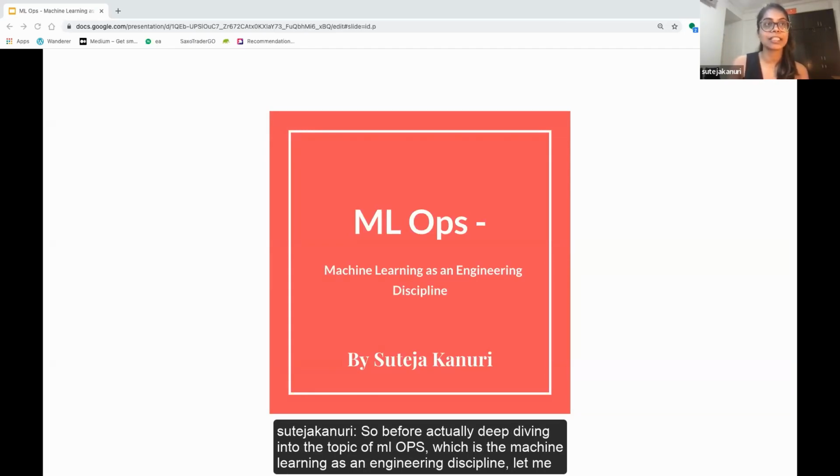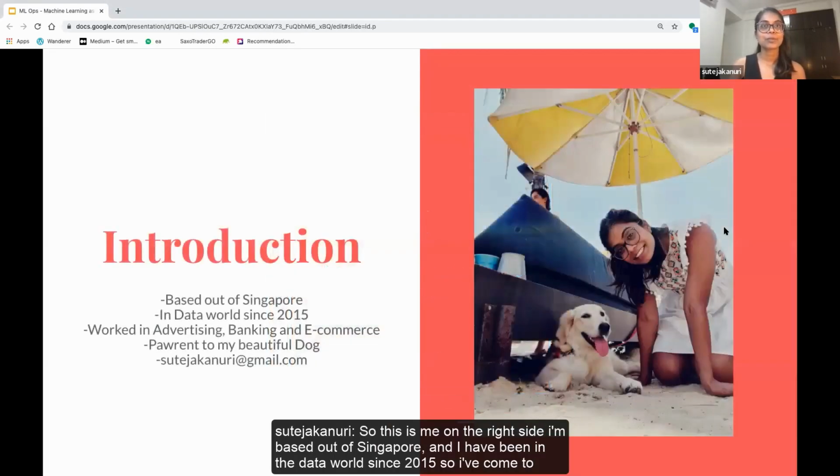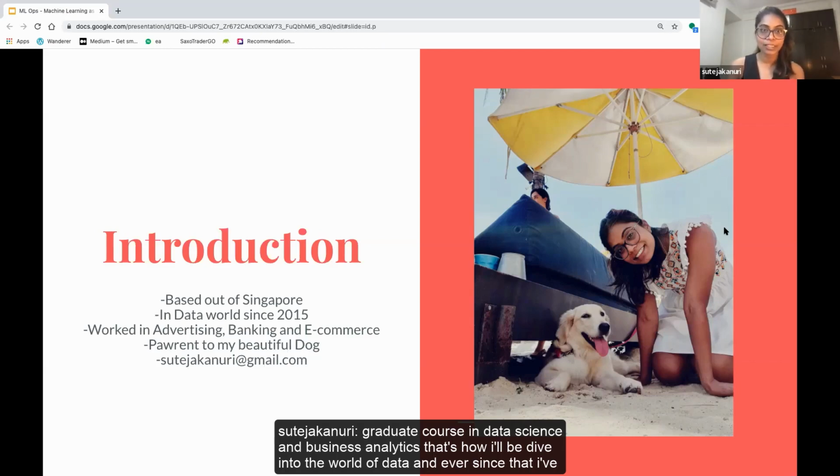So before actually deep diving into the topic of MLOps, which is machine learning as an engineering discipline, let me give a quick introduction about myself to all so that will help you to connect with me. So this is me on the right side. I'm based out of Singapore and I have been in the data world since 2015. I'd come to Singapore to study my graduate course in data science and business analytics. That's how I deep dived into the world of data. And ever since that, I've just been in it and I love it absolutely.